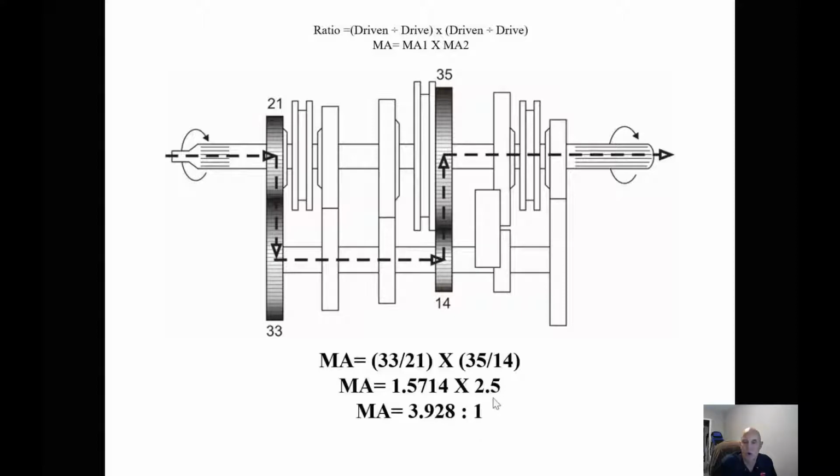Now gear ratios are always to 1. If we have an overdrive, it will be a decimal, like 0.98 or 0.75 to 1. It'll always be to 1 because that is what our output is.